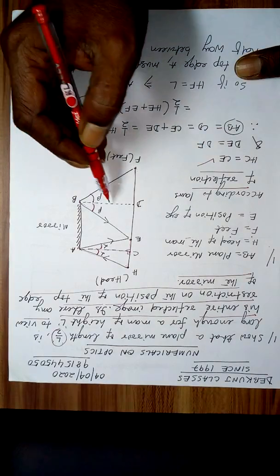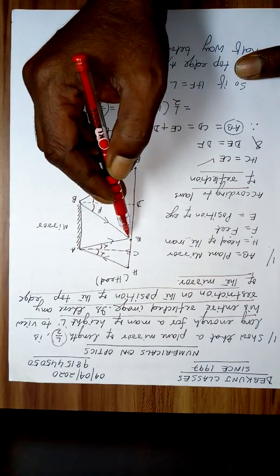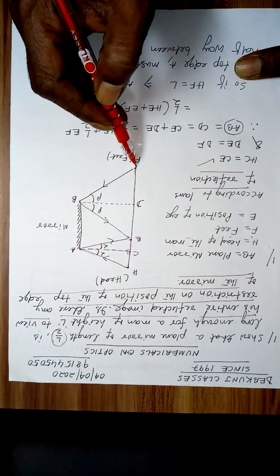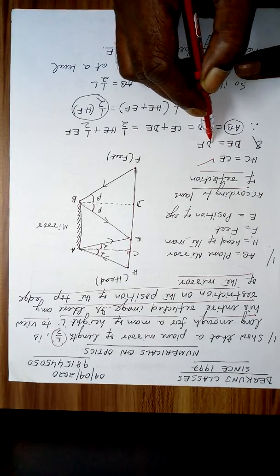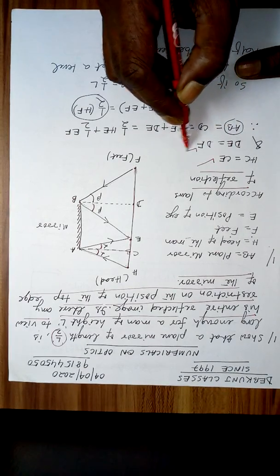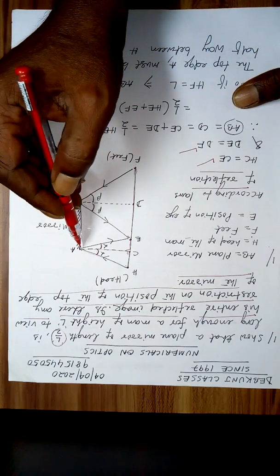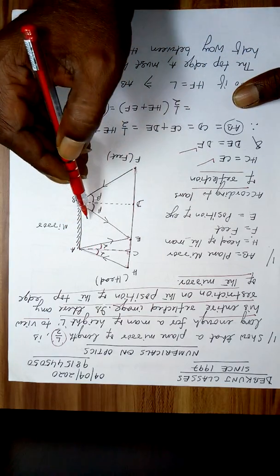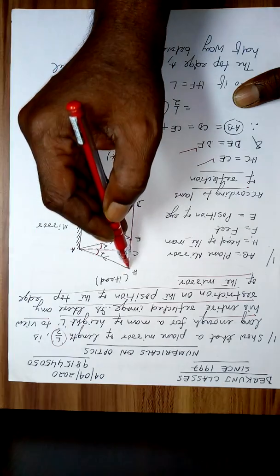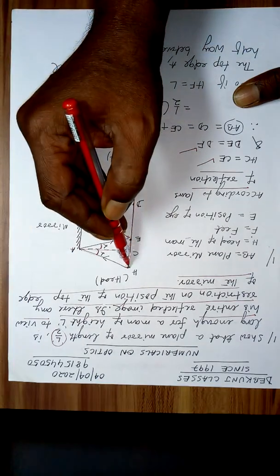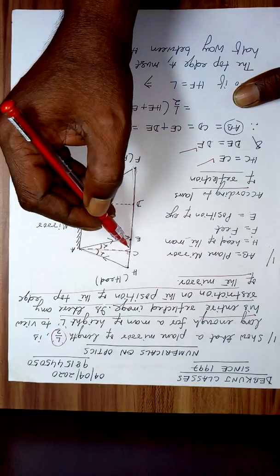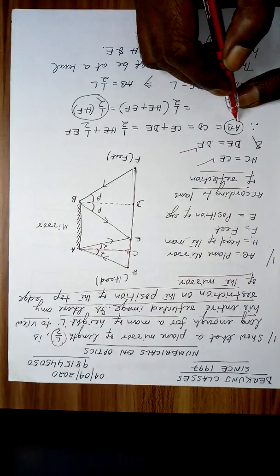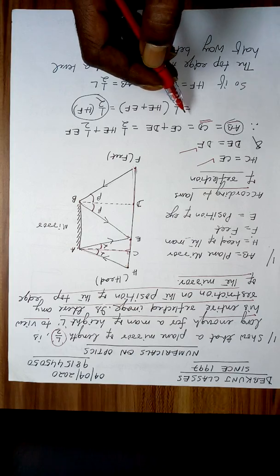Similarly, from the laws of reflection, ED is equal to DF, or DE is equal to DF. Now this is perpendicular to this. This is also perpendicular to this. So the length of AB is the same as the length of CD. So AB is equal to CD.